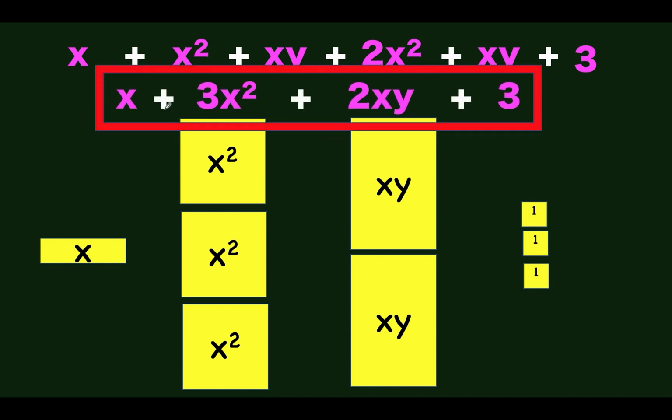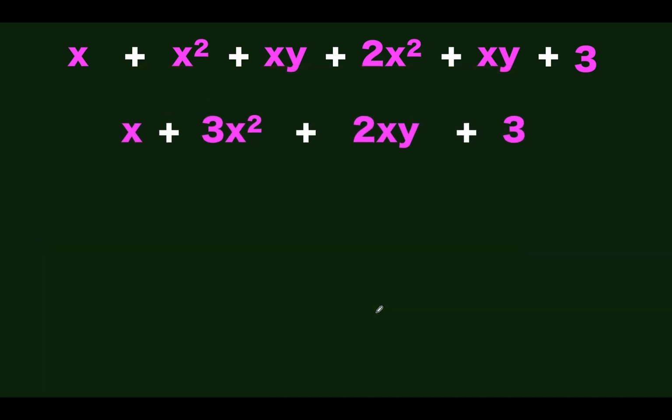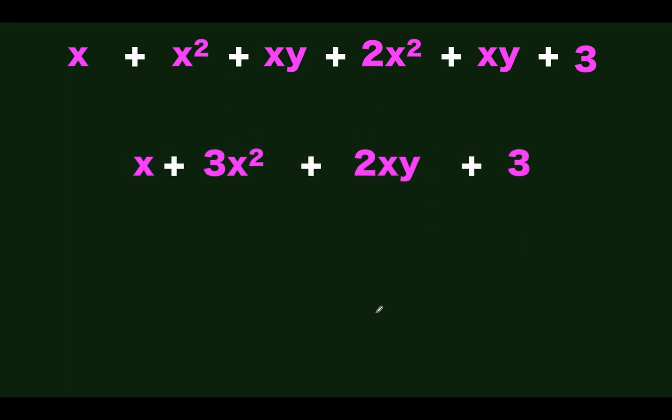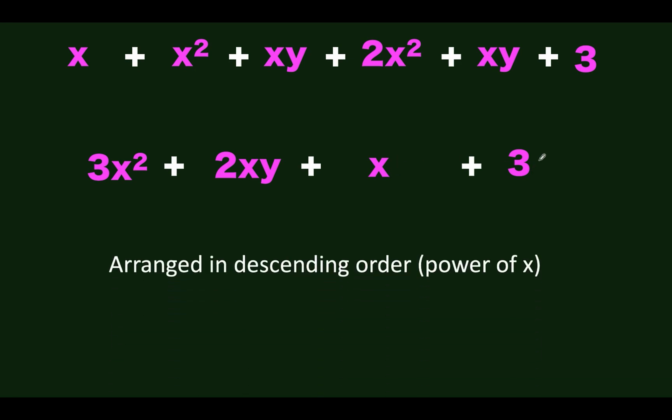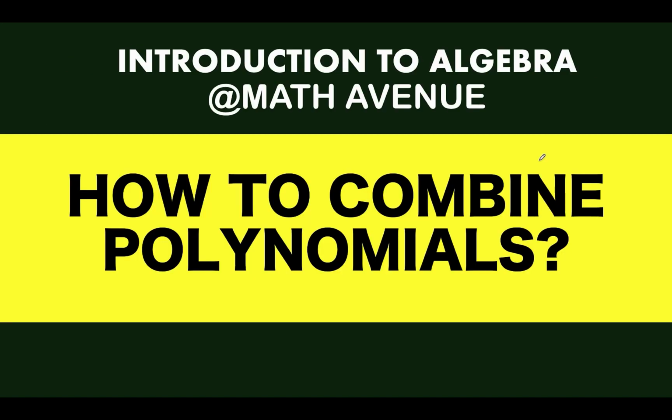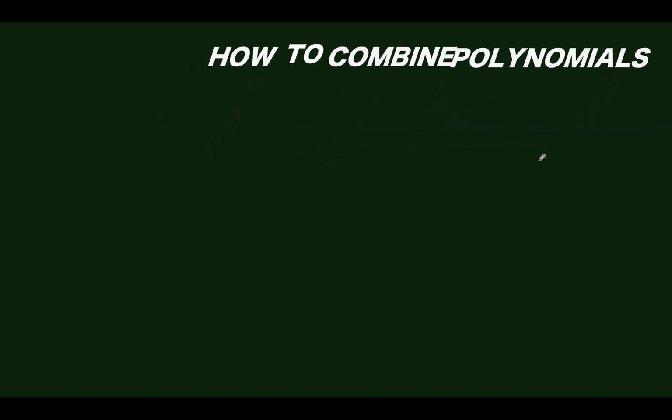Notice that our answer now has 4 terms. And we are okay with that because we can no longer combine any one of them. Then when your answer consists of 2 or more terms, by convention, we usually rearrange them in descending order of power. So from exponent 2, exponent 1 here, exponent 1 here, and exponent 0. So this is now in descending order of power. So let's have more examples of addition and subtraction of polynomials.